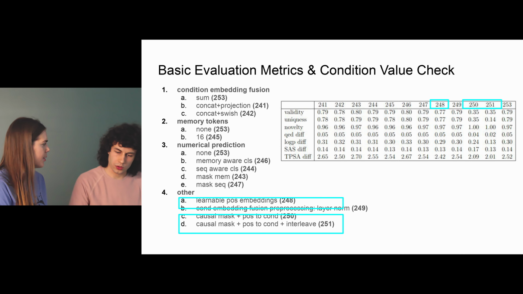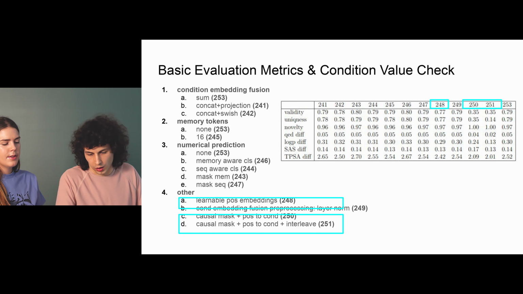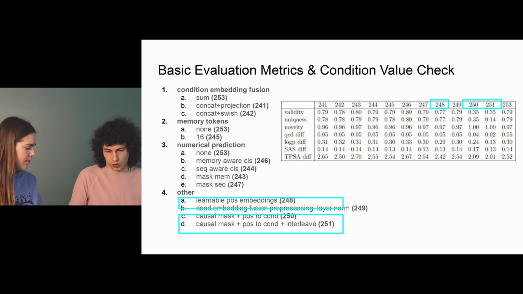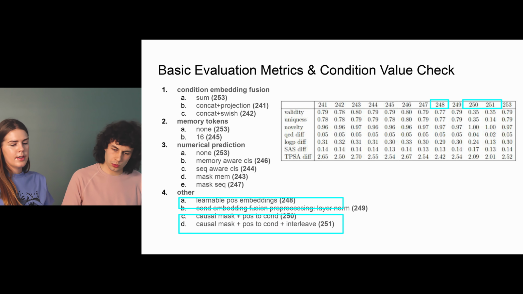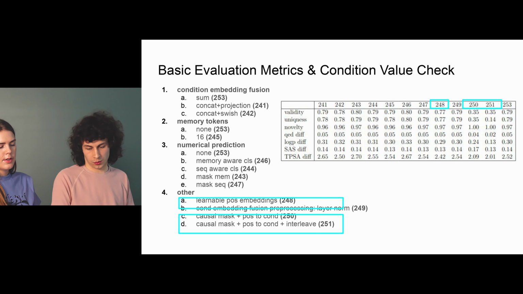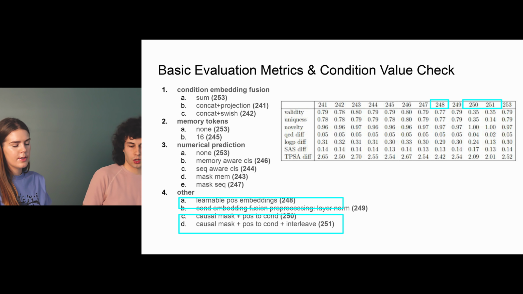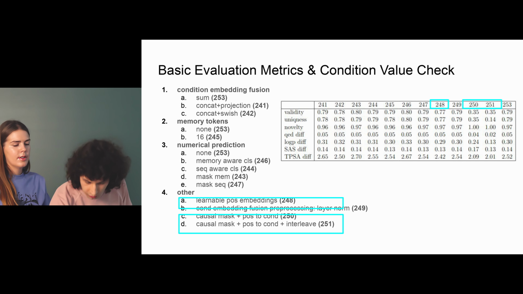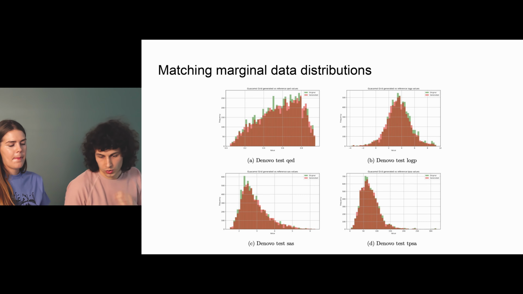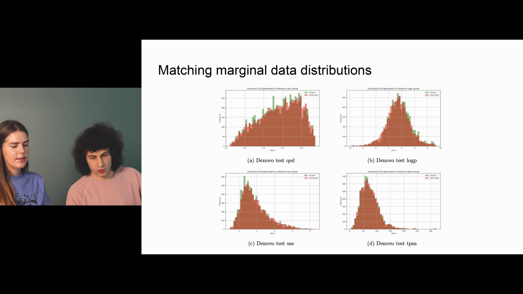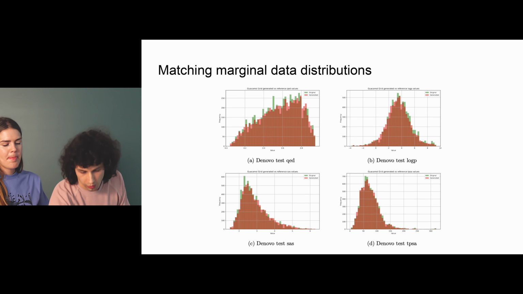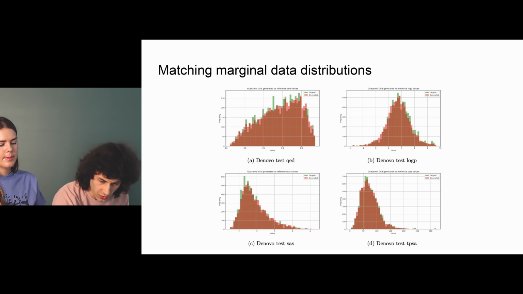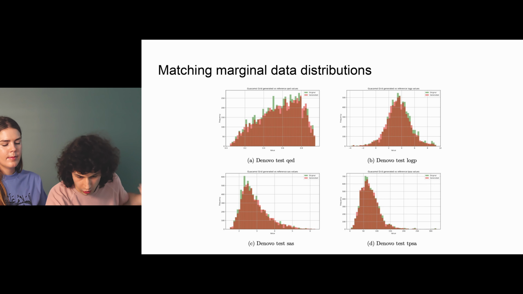Yes, and here are the results for the ablations I've mentioned. It may be seen that there are no significant differences visible besides the experiments which used positional embeddings for the conditional prefix. Here you can see how the marginal distributions of the conditions generated by our model match with the conditions from the reference datasets.